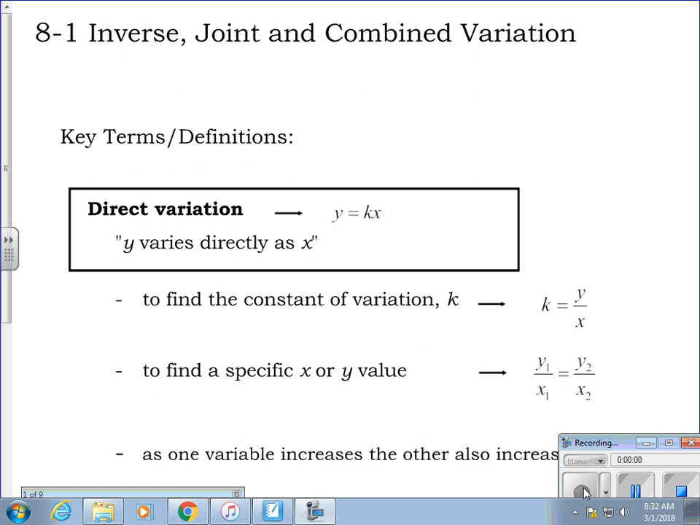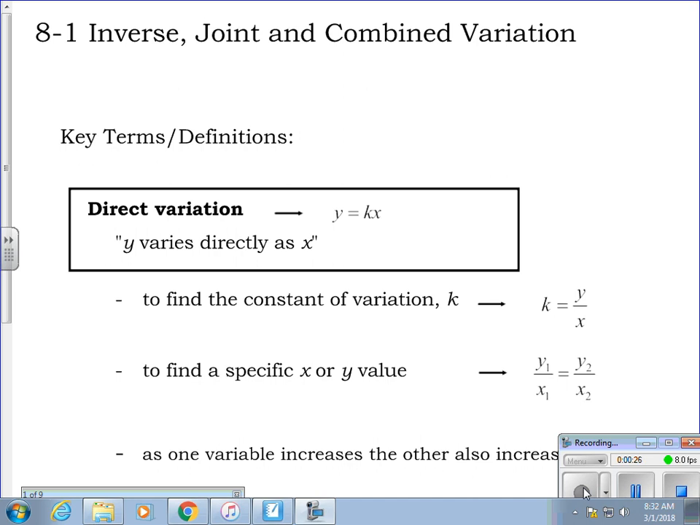So direct variation. Y varies directly as X. In other words, as Y goes up, X goes up. If Y goes down, X goes down. Direct means that as one goes up, the other one does. They either both increase or both decrease together at a constant rate. That rate of variation is K.